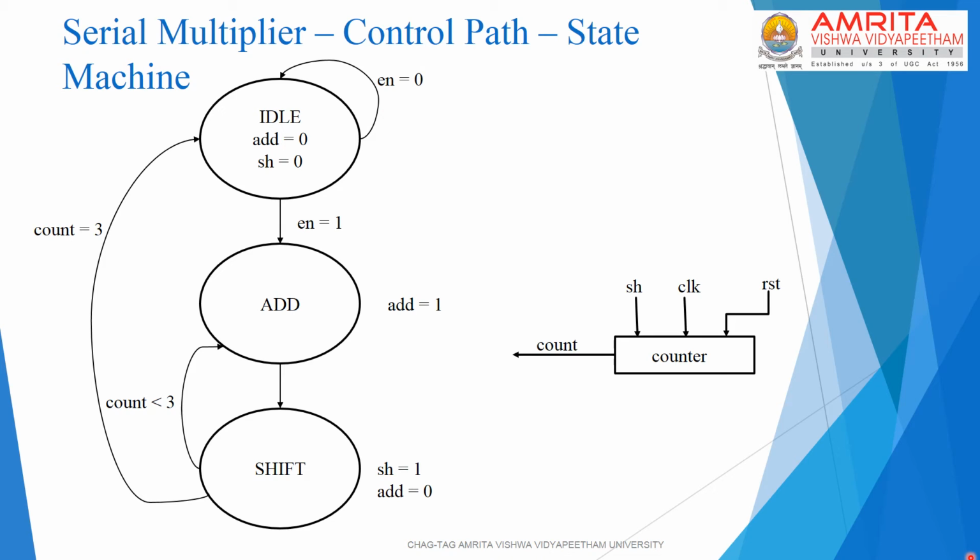When the count is 3, the state machine reverts to the idle state. Rather than moving into the shift state, it reverts to the idle state, and this completes the multiplication operation.